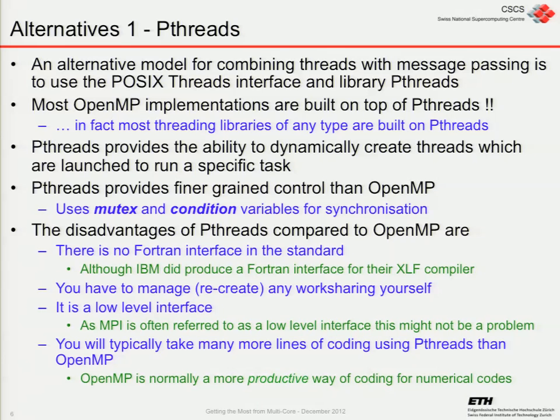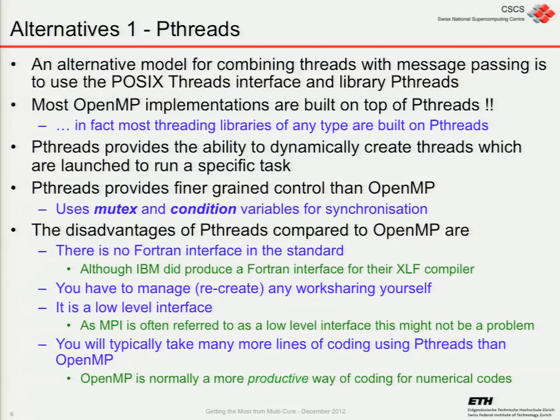So one of the possibilities is to use PThreads. POSIX threads, an interface from the POSIX Standards Committee for threading, and a library, PThreads. So sometimes you may see error messages with pthread underscore ... actually delivered to you, even from OpenMP codes. Most OpenMP implementations are built on top of it. That's why you may see these error messages. In fact, most threading libraries of any type are built on top of this because as a POSIX standard, it's easy to interface with the operating system.